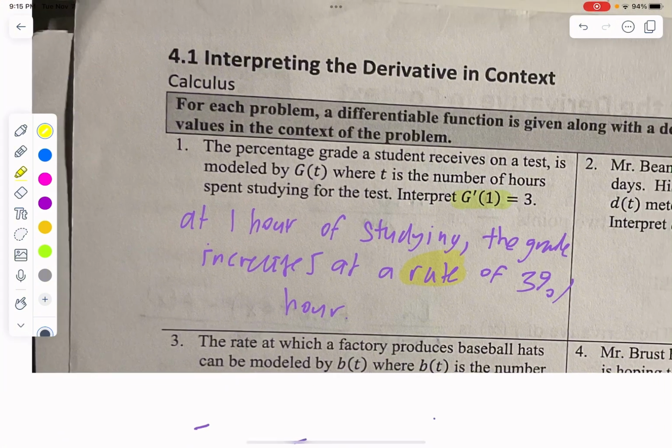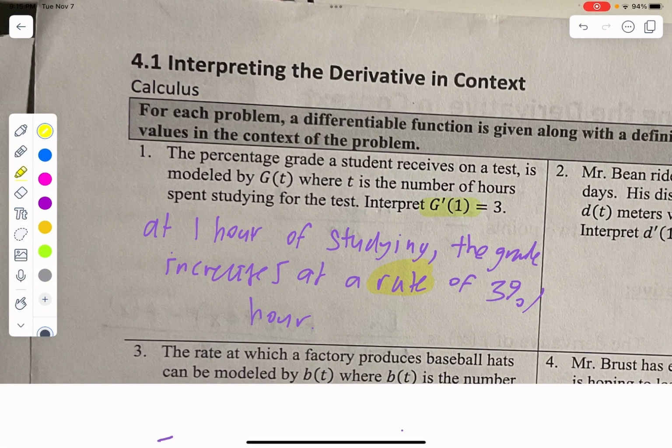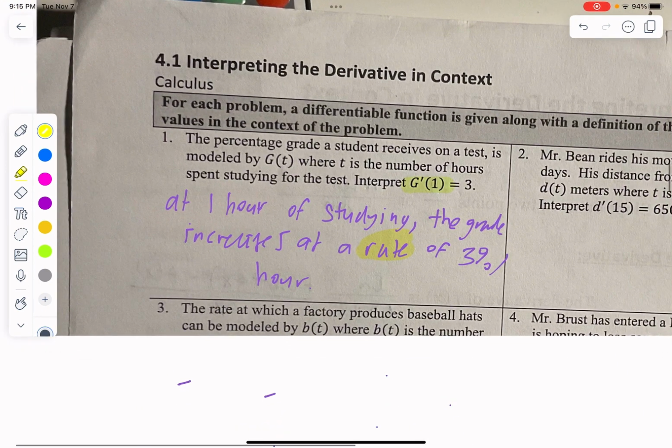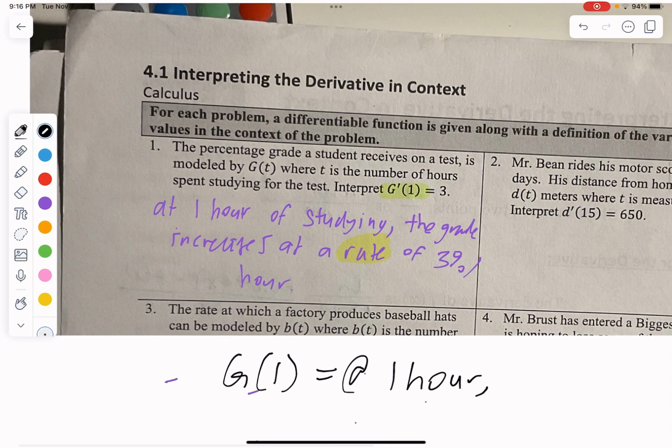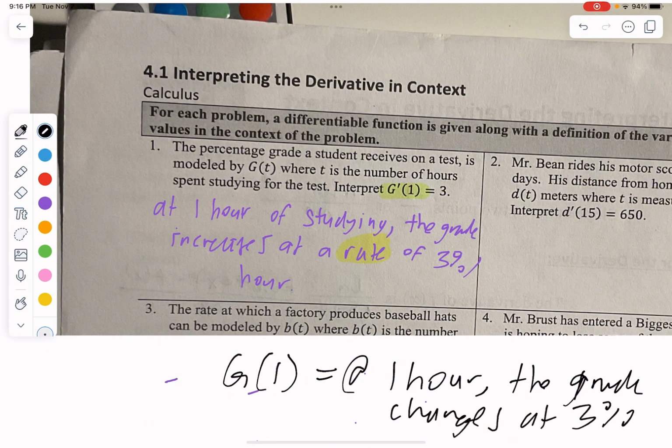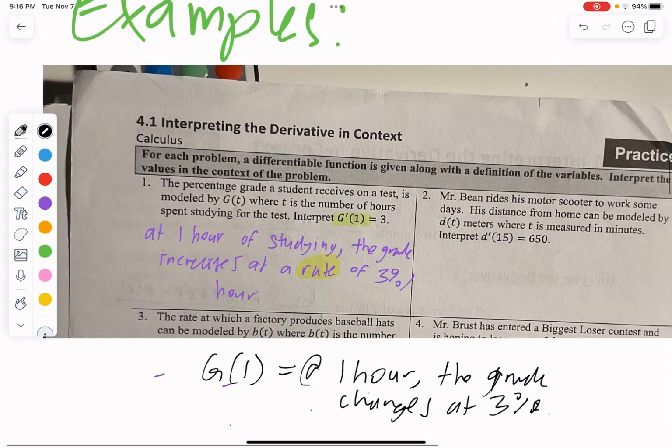you need to make sure you have a unit, something over a specified time, all right? And in this case, it's a percentage over time. Another thing that's significant to understand: G of 1, going back to algebra, is saying at 1 hour, something is 3. The grade, the percent, changes at 3%. There is no rate involved here.